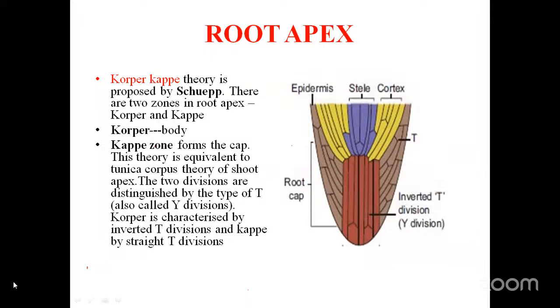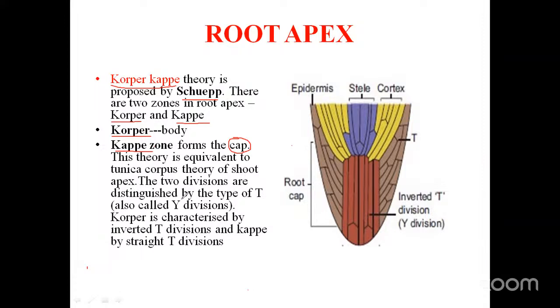Now another one, Korper kappe theory, which is proposed by Schüepp. Korper is one region, kappe is one region in the root apex. Korper means body, and the kappe zone forms the cap. Simple. This root cap is formed. This theory is equivalent to the tunica corpus theory. In shoot, tunica corpus, and here also the Korper kappe theory is formed.